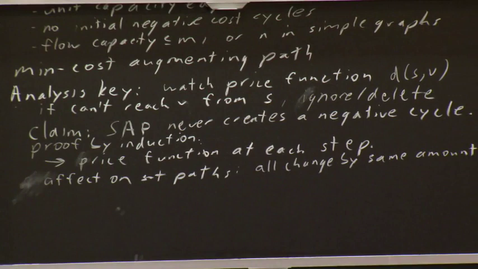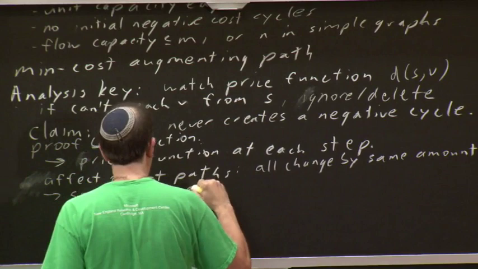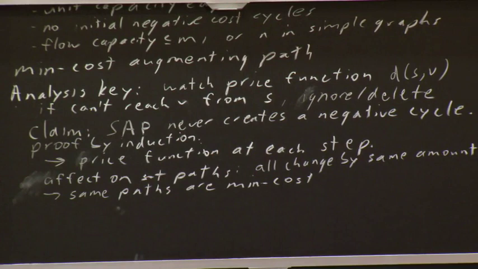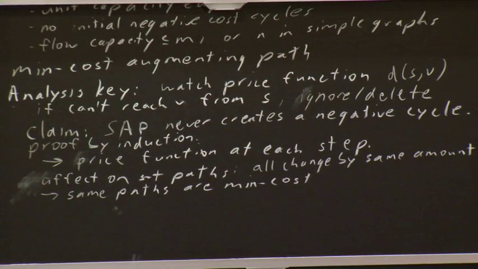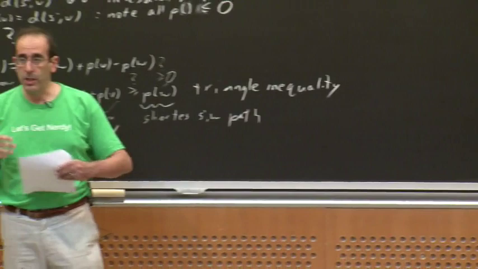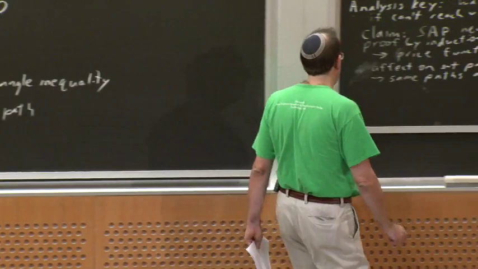So every S-T path changes in price by the same amount under the reduced cost. And in particular, that means that the same paths are min cost, whether I think about the original price function or the reduced cost length. So original costs or reduced costs, I end up with the same shortest paths from S to T, right? But let's look a little closer at these shortest paths.